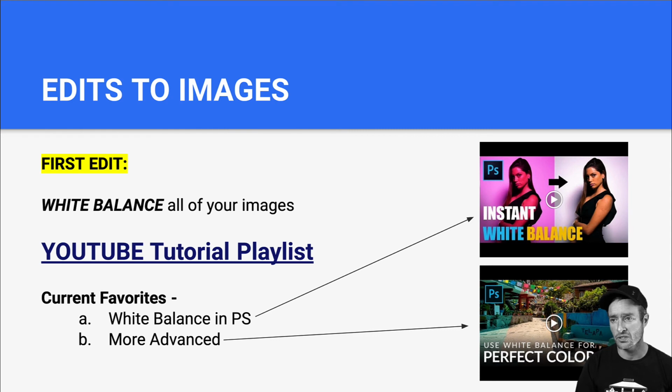Now, on a technical level, I want you to do a certain set of edits to each one of these images. The first thing I want you to do is begin white balancing your images. I go over what white balancing is in a separate tutorial, but these are videos that are going to walk through and give you demos on how to do that. There's a full YouTube playlist of a variety of different approaches and techniques for doing this in Photoshop. I give you my favorite currently, and then a more advanced one that you might explore now or later in the semester.